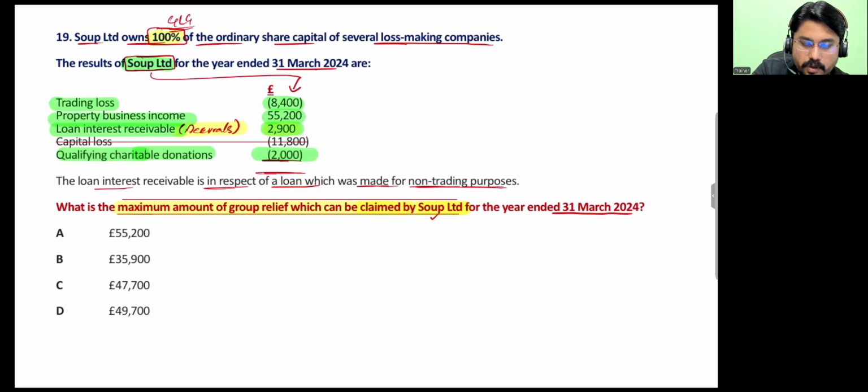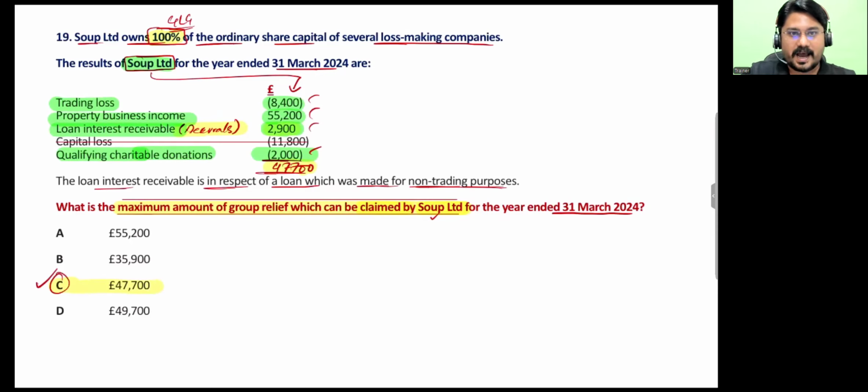So first of all, your own results will be adjusted with your own self. If you net off all these values, you will get 47,700 after adjustment with your own income and losses. Your remaining profits are 47,700. So that's the correct answer.